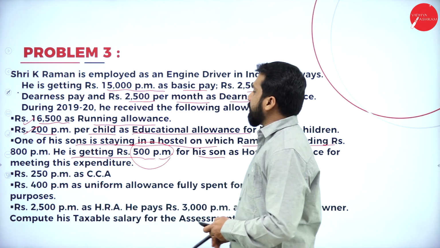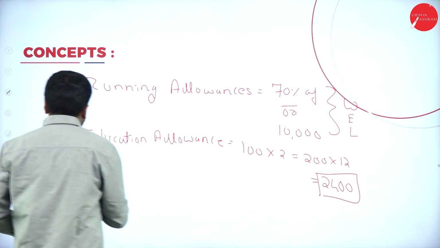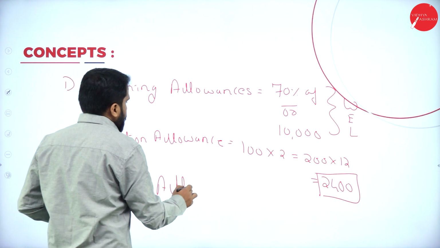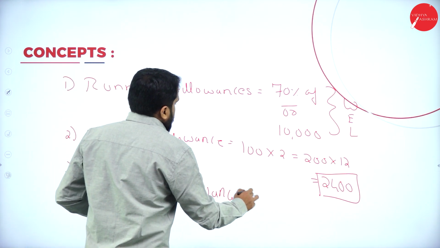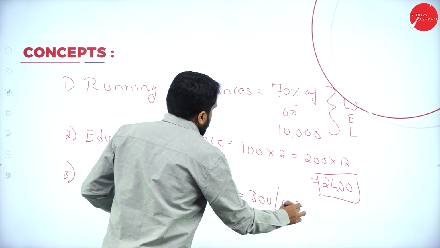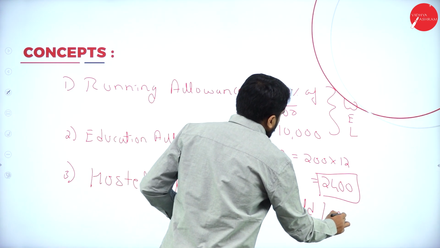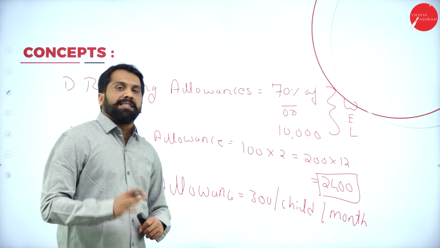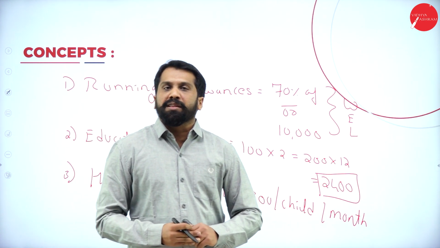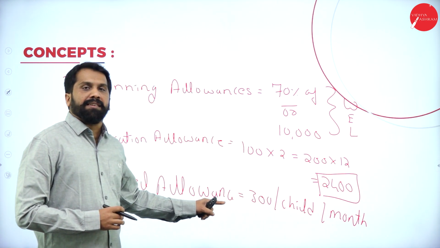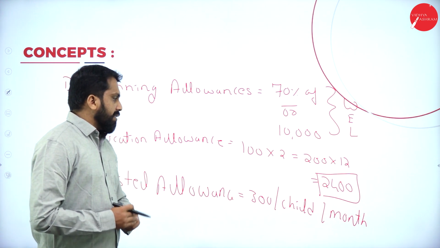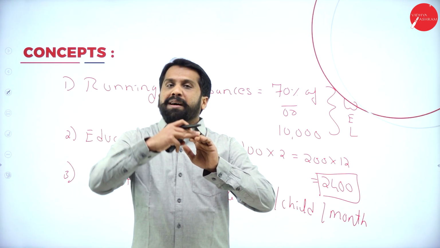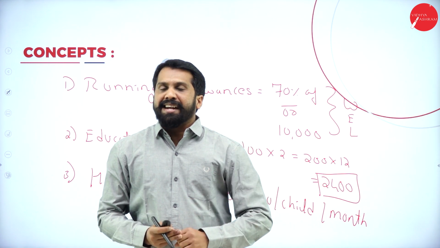Now, again, I'll go back to the concept. Now, as per this, hostel allowance, 300 per child per month is exempted. Remember, how much was he getting as allowance? 500 per month. What is the exemption limit? The exemption limit is 300 per child per month. So 300, and how much was he getting? 500. Out of 500, we will minus 300. Only 200 is taxable for him.